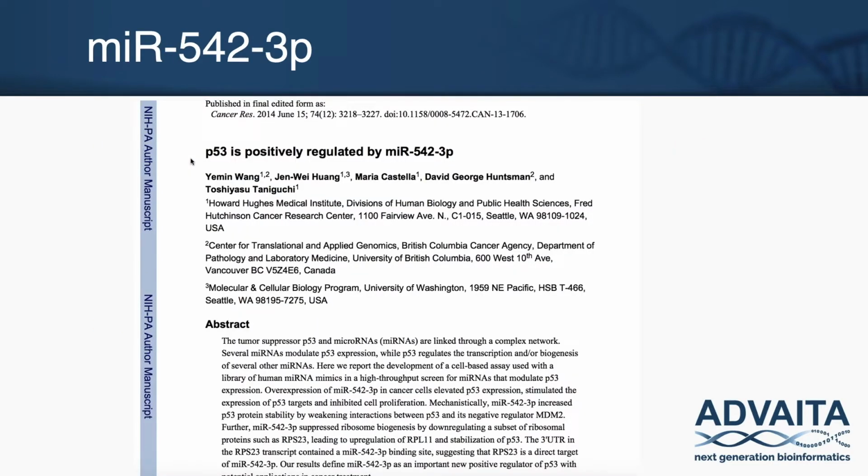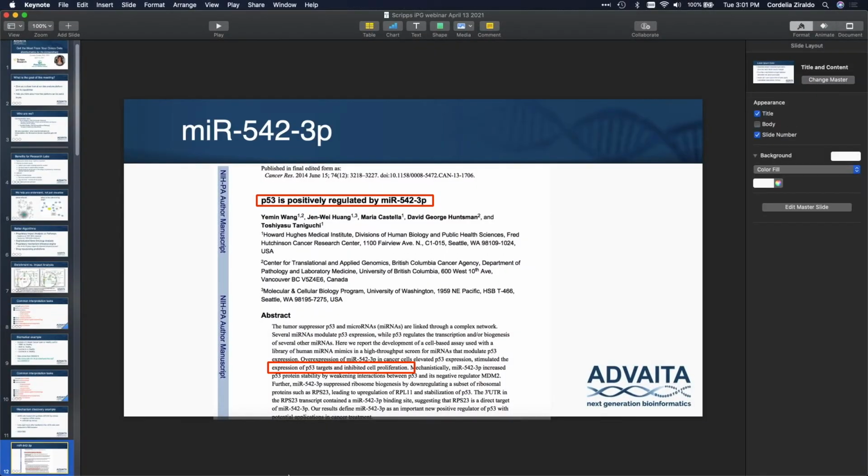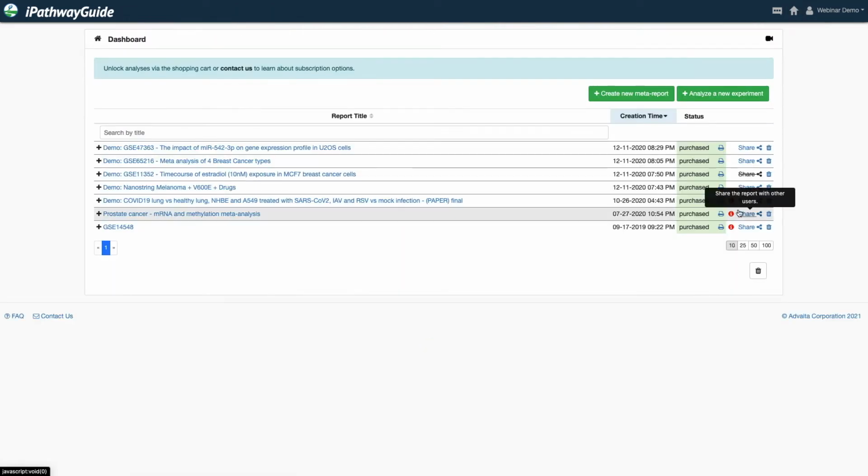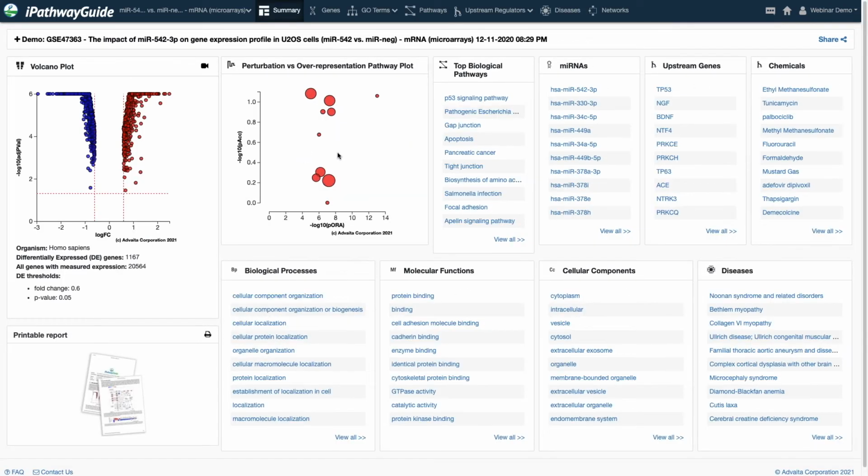I want to show you the paper to point out two important findings. Firstly, that P53 is positively regulated by this mirror. And secondly, that the ultimate result was that cell proliferation was inhibited. Okay. So let's go back to our dashboard. These are both demo data sets that are available to every single person who registers on the platform. So if you already have an account, these demo data sets are available to you.